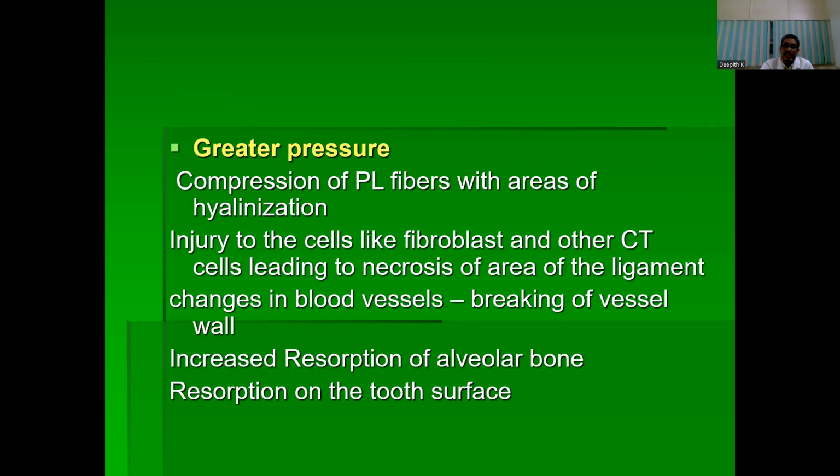In case of greater pressure, there is compression of the periodontal ligament fibers with areas of hyalinization, and injury to cells like fibroblasts and connective tissue cells, leading to necrosis of the area of ligament, changes in the blood vessels, breaking of the blood vessels, and increased resorption of the alveolar bone and resorption on the tooth surface.